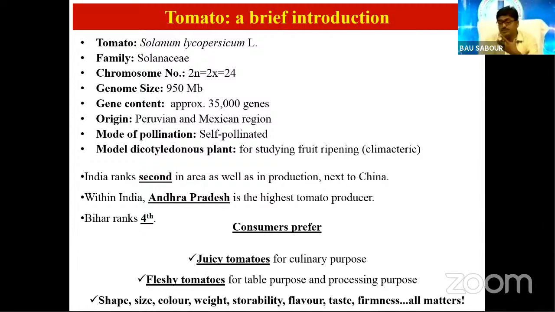So what I want to mention is that this is a crop where size, color, weight, storability, flavor, taste, firmness, everything matters. So the first bottleneck was that you require the proper climate. Second, being a solanaceous crop, it is attacked by a huge number of insect pests and diseases. And the third is that you have to maintain a particular quality standard if you want to fetch a good price for your crop, for the farmers.